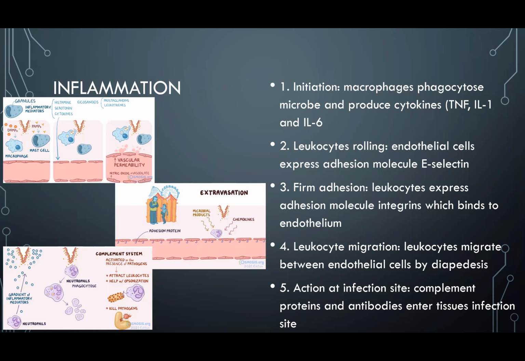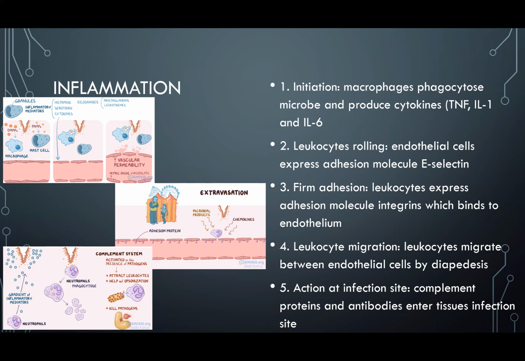In the tissues, resident cells detect microbes, leading to the processes of inflammation and phagocytosis. We will talk about each of these processes in more detail. First of all, starting with inflammation. There are 5 steps involved in inflammation. Number 1 is initiation. Macrophages phagocytose the microbe and produce cytokines tumor necrosis factor, interleukin-1 and interleukin-6.